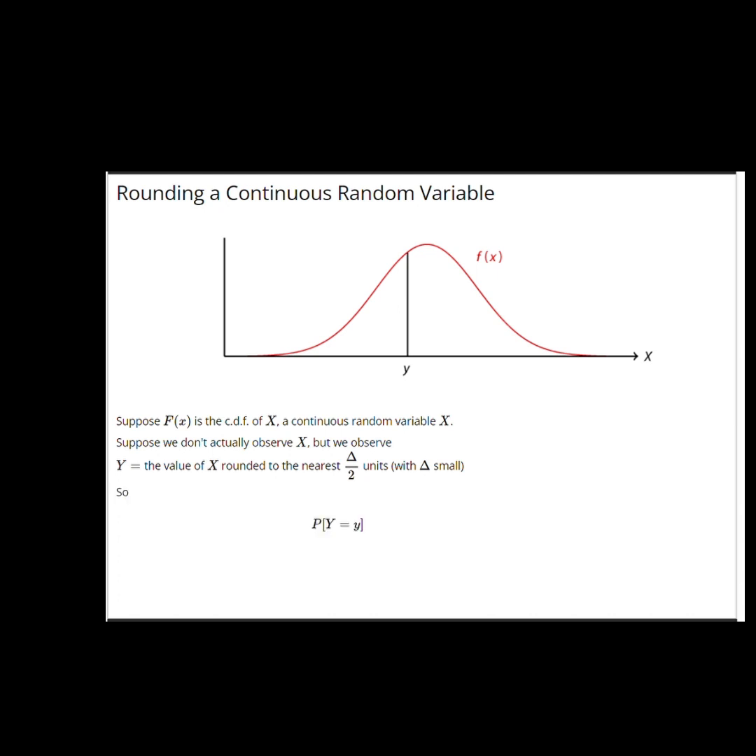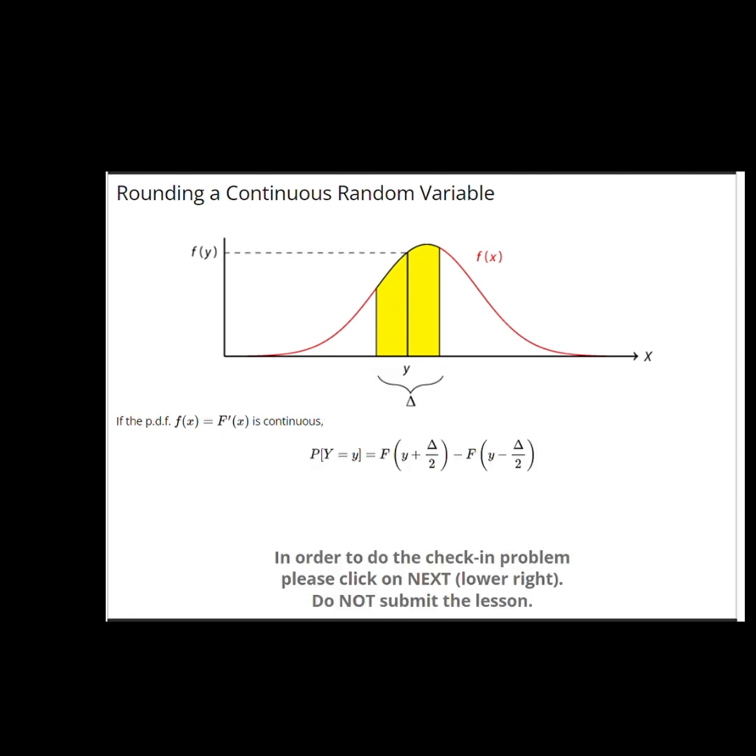What's the probability that the rounded value, Y, takes the value little y? Y was obtained from X by rounding. Indeed, any value of X in the interval from y minus delta over 2 up to y plus delta over 2 gets rounded off to the same value, little y. So the probability we observe that value of little y is the probability that X falls in this interval between y minus delta over 2 and y plus delta over 2. This interval is labeled in the graph above. And of course that probability can be determined from the cumulative distribution function: capital F of y plus delta over 2 minus capital F of y minus delta over 2.